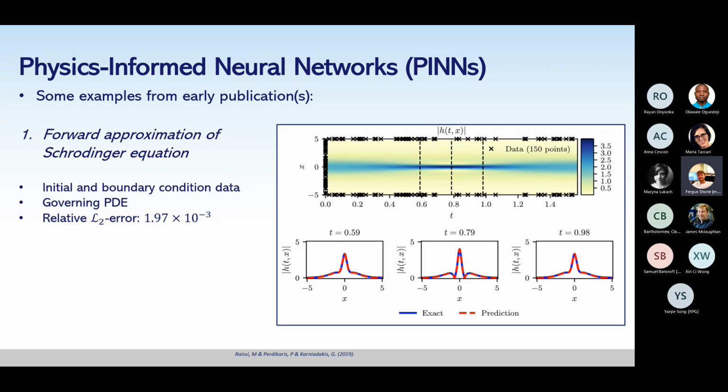So the first few slides are just going to be some examples from the initial papers, outlining the broad scenarios in which we can use these. Firstly, it's forward approximation of functions. In this example, they are looking at simulating the Schrödinger equation. What we're using here is initial and boundary condition data. These little black crosses on the t equals 0 line and across the x equals -5 and 5 lines represent the data that's used. So this is initial condition data and boundary condition data. And the PINN is capable of predicting the solution across this entire spatio-temporal domain.